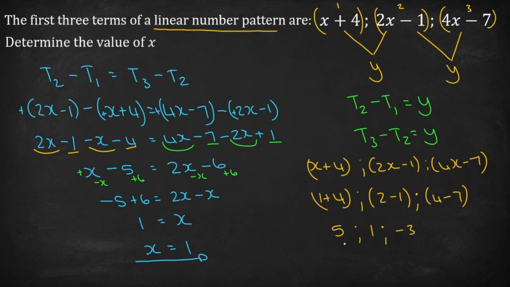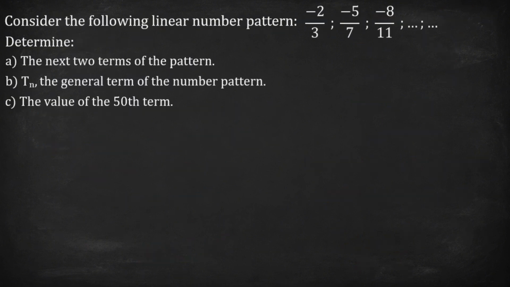Let's check the differences between these terms. The difference between term 1 and term 2 is negative 4, and the difference between term 2 and term 3 is negative 4. And because the difference is constant, it is a linear number pattern, and that means x equals 1. Let's do one more exam style question. We have to consider the following linear number pattern, and this time we are dealing with fractions.